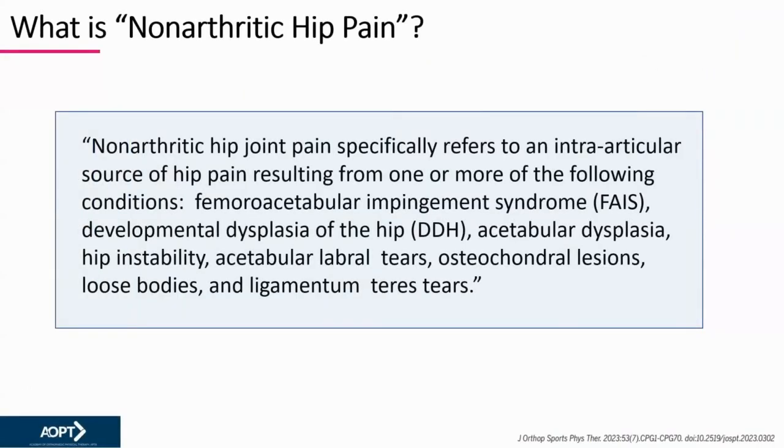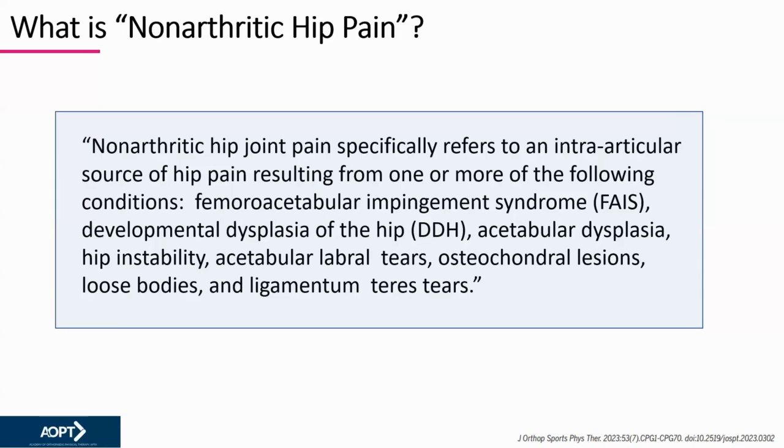Also important to note, what is non-arthritic hip joint pain? Non-arthritic hip joint pain refers to a number of intra-articular sources of hip pain that result from one or more of the following conditions. Far and away in the literature, you'll see femoroacetabular impingement syndrome, and we'll discuss that term. Many people just know it as FAI, but FAIS.